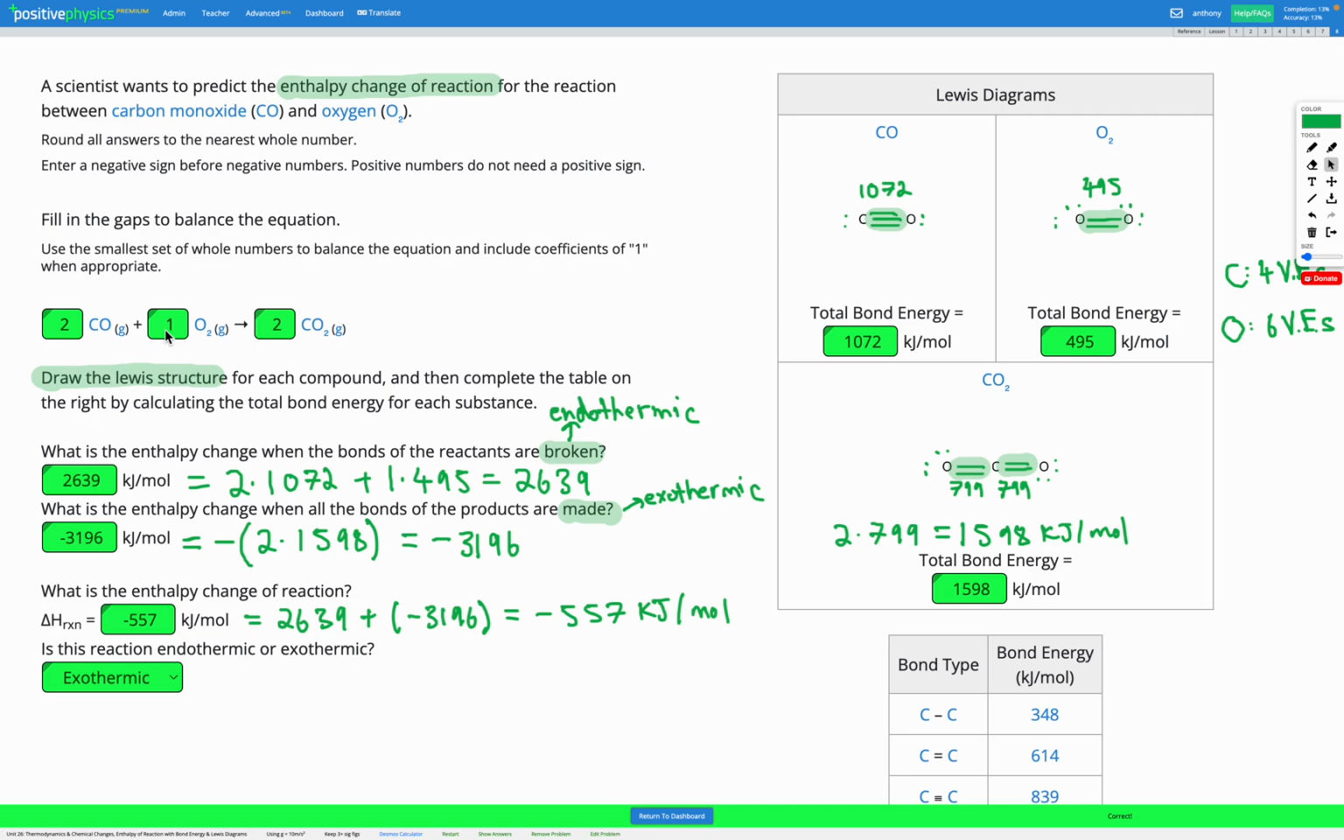So in this question, again, it's just like the previous one. Firstly, we had to go through and figure out the Lewis diagrams for each of our compounds. Then we calculated the total bond energy for each compound using the table. Using our balanced chemical equation, we then added up the energies of our reactants and products to find the enthalpy change when those bonds of the reactants are broken, that's endothermic, which is positive, and when the bonds of the products are made, that's exothermic, which is negative. Finally, we add those together to get the enthalpy change of the reaction.